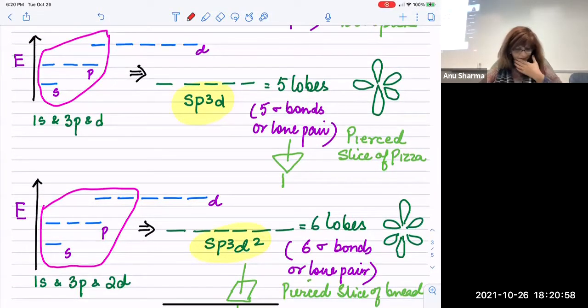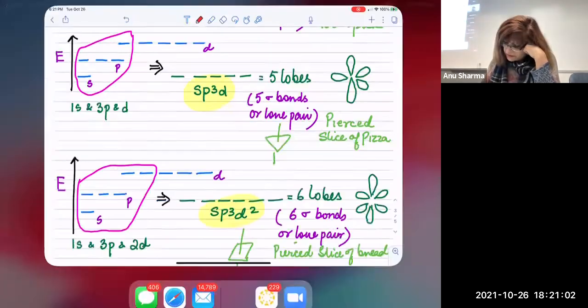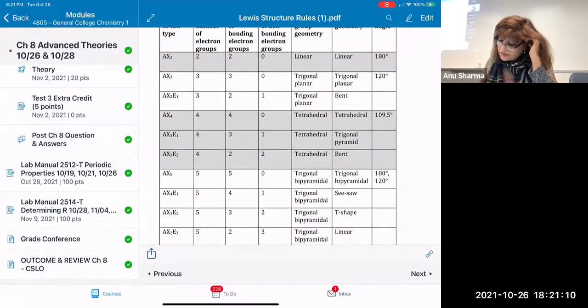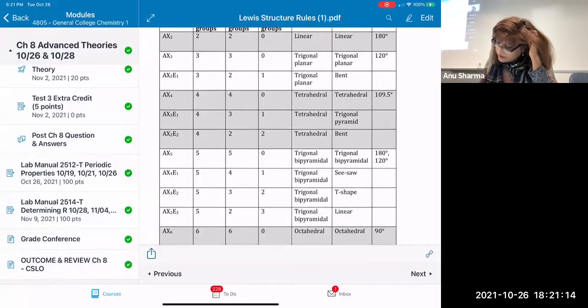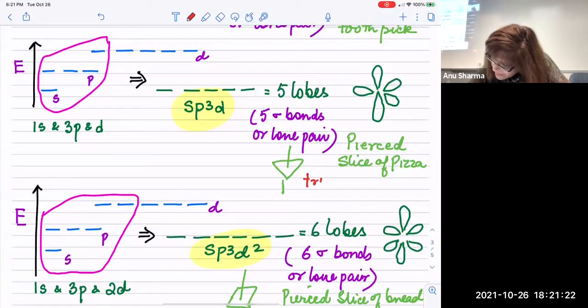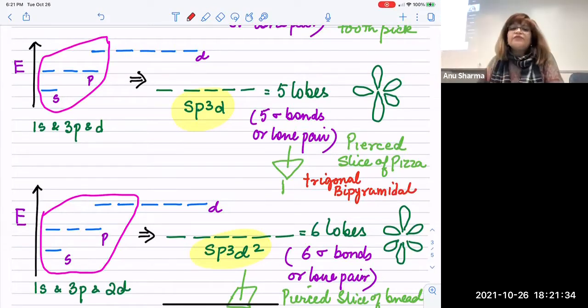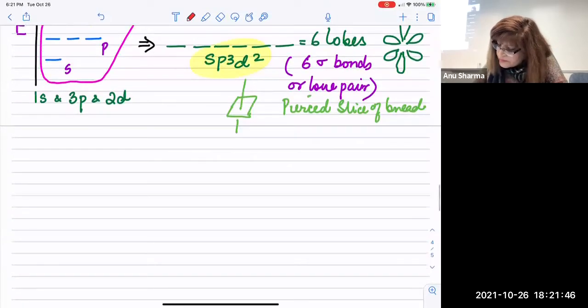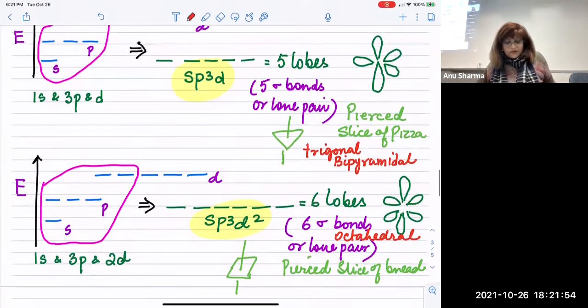The shape is trigonal bipyramidal. And the last one is the octahedral. Trigonal bipyramidal. This means that two pyramids, one on top of the other. So one of them is obviously inverted, right? Then the last one, this shape with the six orbitals, is the octahedral shape. Octahedral shape, okay? So this is one thing.